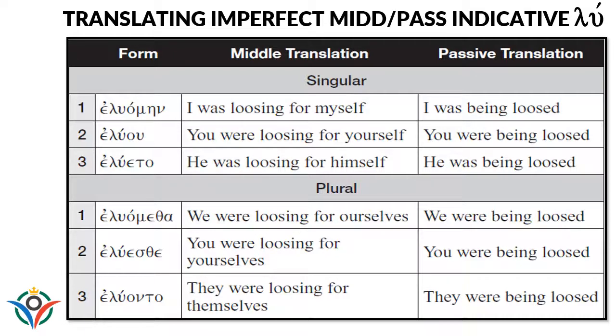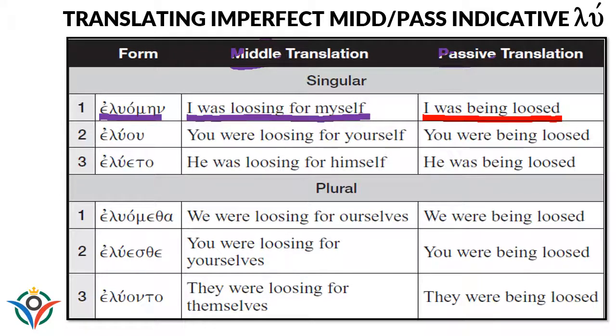It's now time to look at how we translate the imperfect middle passive indicative. So we'll begin with the middle and then look at the passive. So we have luomen. The middle is I was loosing for myself, and the passive, I was being loosed.